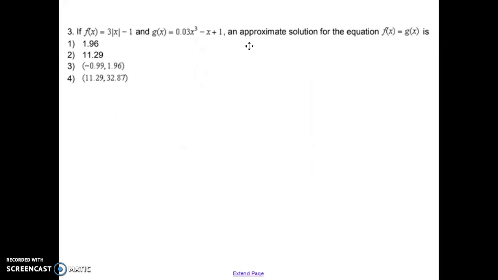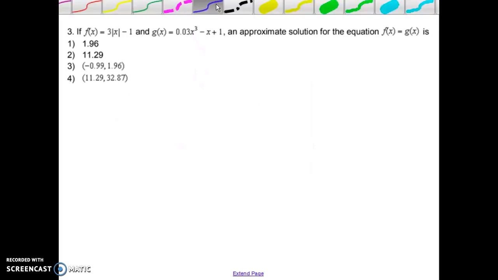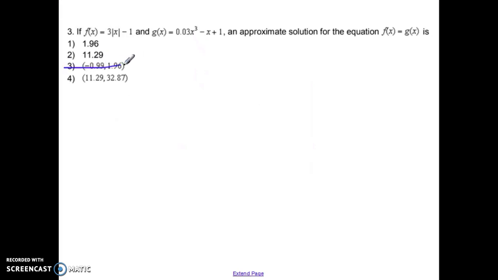For this question, when they're asking for an approximate solution, you want to remember you're not looking for the coordinates of where they intersect. The solution is the x value that makes these two things equal. So automatically, you could get rid of these choices, and you're going to want to look at the graph. You're going to use your graphing calculator. You are not doing these by hand.